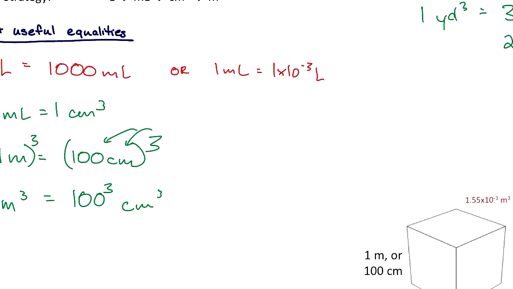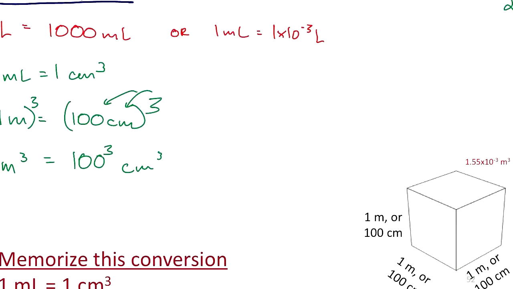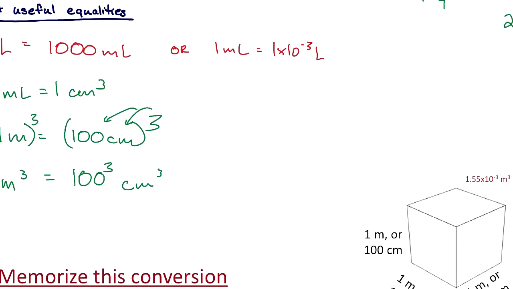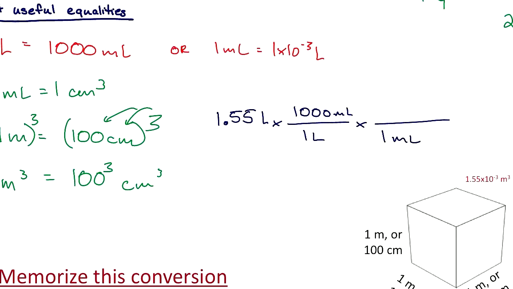All right, so let's actually put this together now. We got those useful equalities. So now let's actually make that conversion. Let's pick a different color. All right, so let's start with 1.55 liters. We're going to use that first equality. 1 liter is on the bottom, 1,000 milliliters up top. Next, we're in the unit of milliliters, so we're going to do 1 milliliter on the bottom, 1 centimeter cubed up top. Now we're in the unit of centimeters cubed.